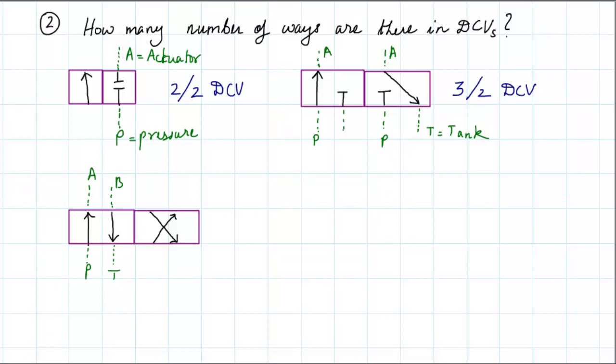This is a four-way. Why? Because there are four ports. This is a four-way two position DCV.